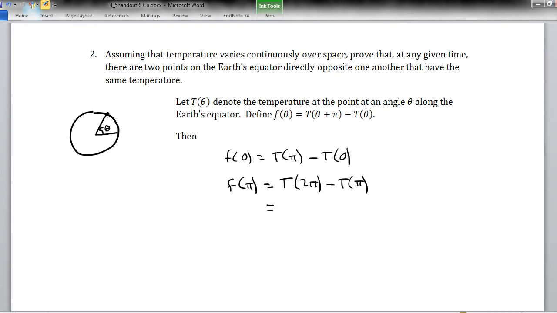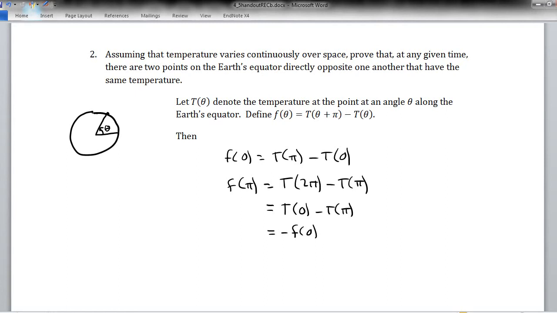Okay, but an angle of 2 pi identifies the same point as an angle of 0, so this can be rewritten as T of 0 minus T of pi. And if you compare that to what we had up here for f of 0, it's just negative f of 0. Which is nice because now we have two different places, 0 and pi, where the function f has opposite signs.